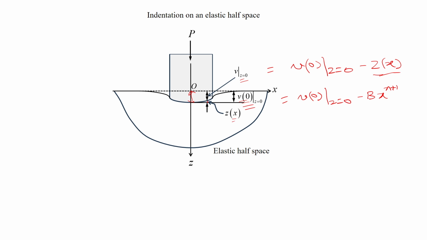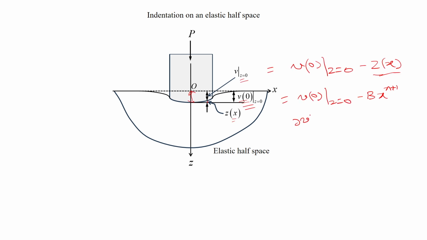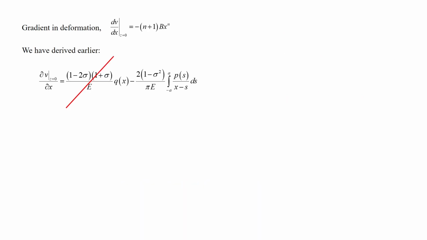So del v by del x at z equal to 0 can be written as minus b into n plus 1 into x to the power n. Here we are writing about the gradient in deformation. We have derived earlier that del v by del x can be represented like this: 1 minus 2 sigma by 1 plus sigma by E into Qx. But Qx is equal to 0 here, because this is a frictionless contact, and so del v by del x is given as something like this.